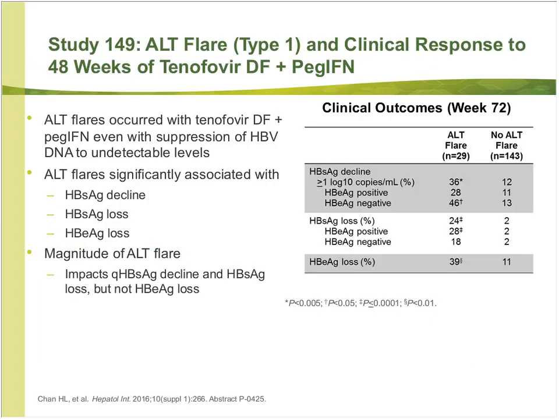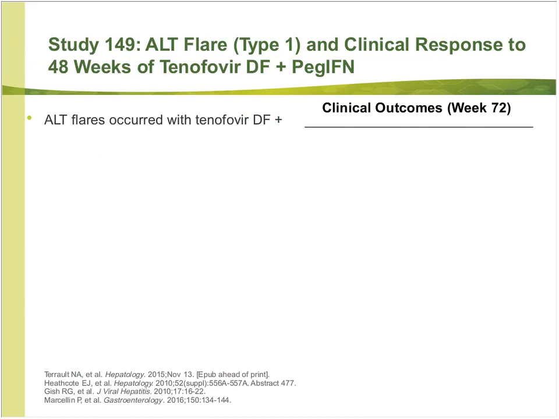What about ALT flares? This is kind of an interesting study. ALT flares here did help predict a decrease in S antigen. So if you see an ALT increase during your patient management, you should really continue whatever you're doing, but be able to tell the patient there's a higher chance of having S loss and S decline during that flare.